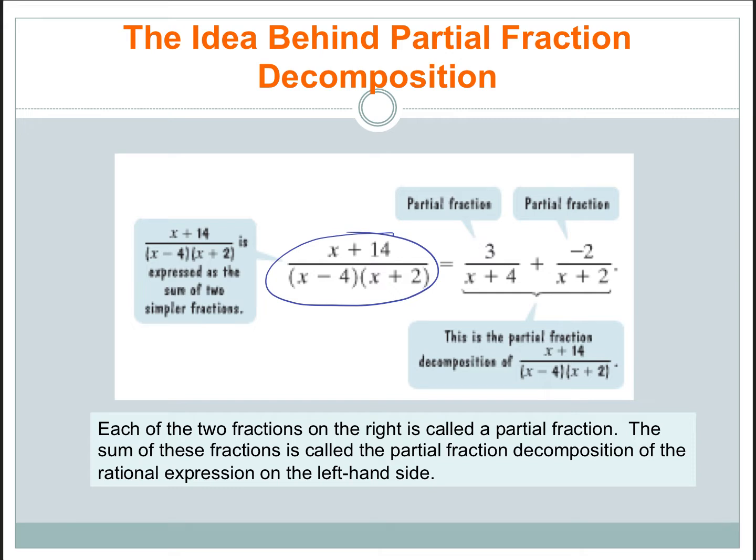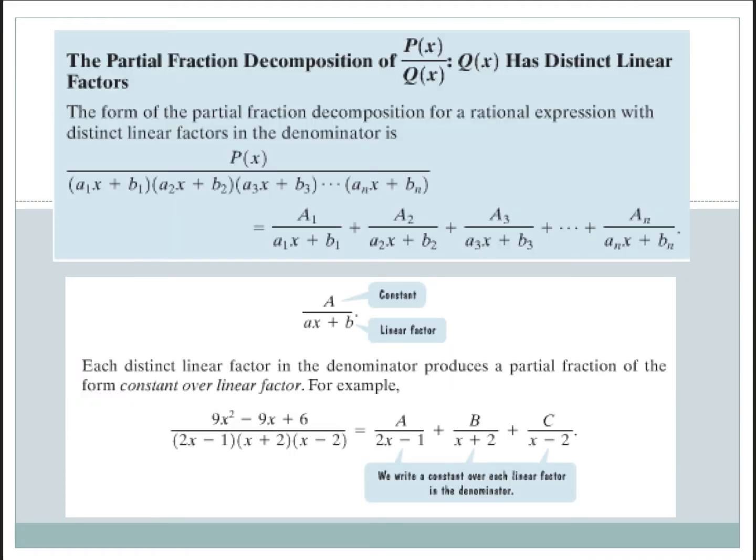denominator. So if you realize, if you have something like the x plus 14 all over x minus 4 times x plus 2, if you use partial fraction decomposition, it would simplify to 3 over x plus 4 plus negative 2 over x plus 1. In order to do this, you are going to use different steps.